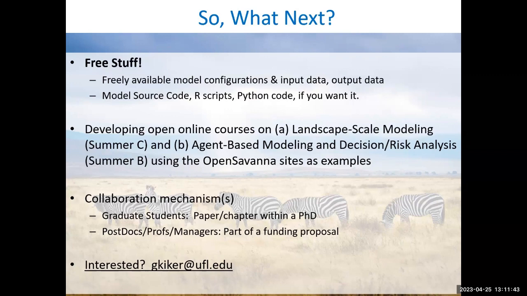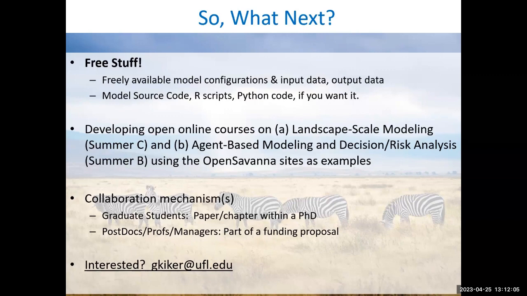I am developing some open online courses, hopefully through GitHub, on landscape modeling, but I'm also offering UF courses as well, more formal ones. I have a landscape modeling course in the summer C semester, and then agent-based modeling and decision risk analysis in summer B. But again, we're going to use these open SAVANNA sites as examples.